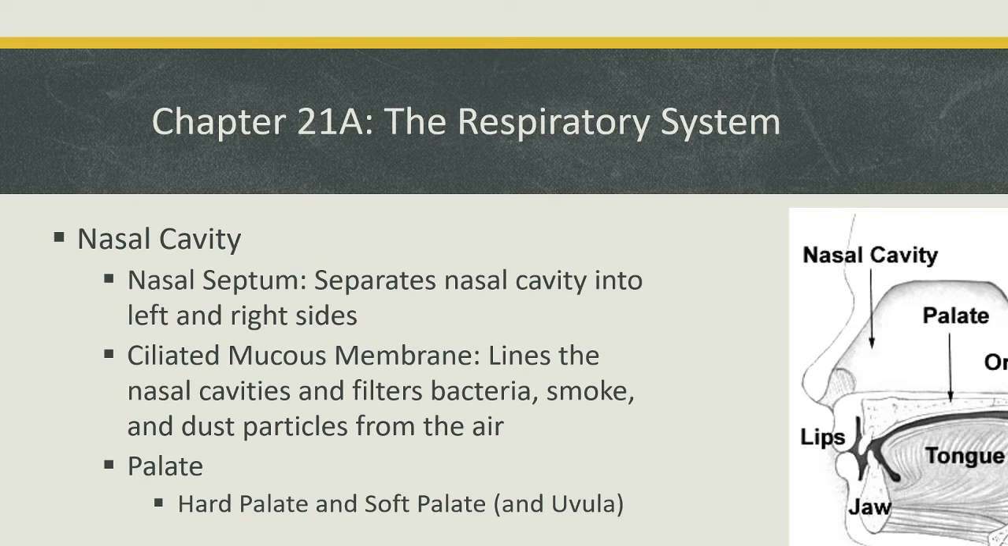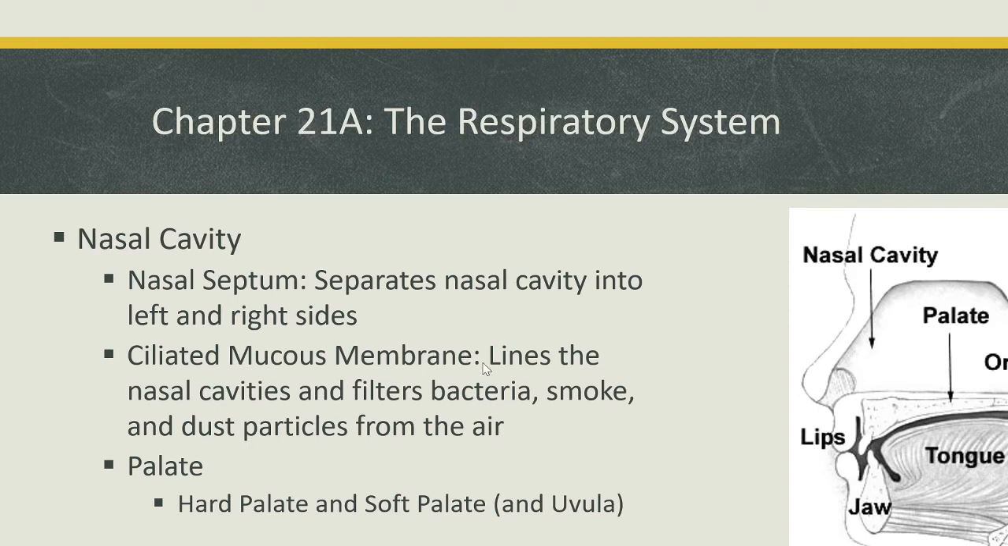And the uvula serves a function: at different times it will extend up like this. When you're swallowing, for example, the uvula closes this opening here, and it makes it so that the food you're swallowing doesn't go up into your nasal cavity and instead is forced down your esophagus. So, very handy.